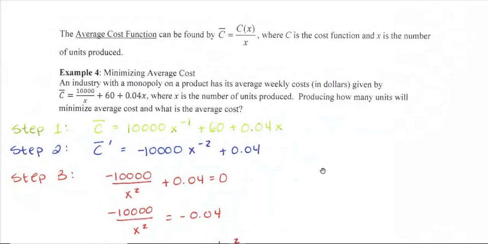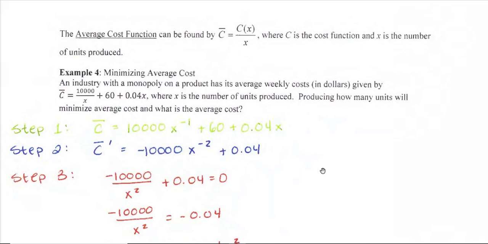Now, the average cost function can be found by C with a bar above it, which is your total cost function divided by the number of units. For example, if you went out to 5 different stores and you bought 10 different shirts and you spent $700, then you would say, okay, I'm spending an average of $70 per shirt. That does not mean that each shirt costs $70. That was the average cost. You take your total cost divided by how many you made or how many you bought, or whatever your situation is, and that'll give you the average.